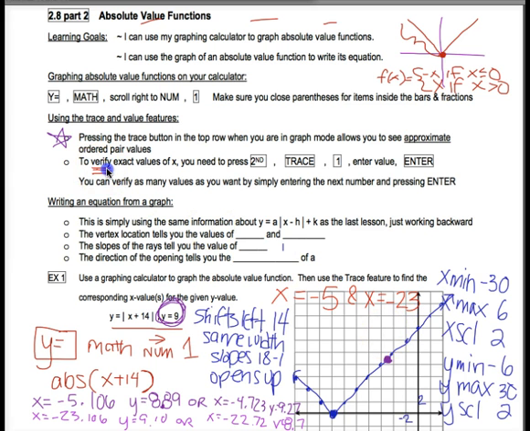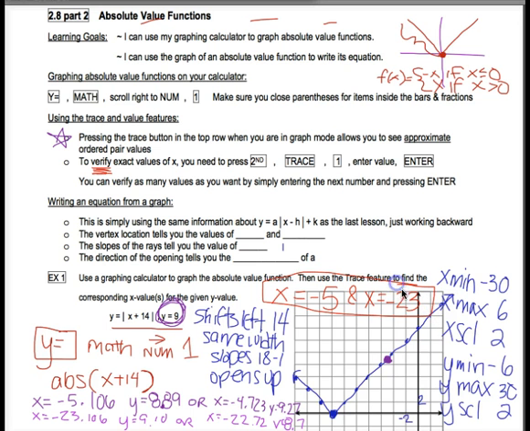Again, confirm, verify that by pressing second, trace, choice 1. This time we're entering the value negative 23 and pressing enter. And it does say 9, so we know that these are the correct solutions here.